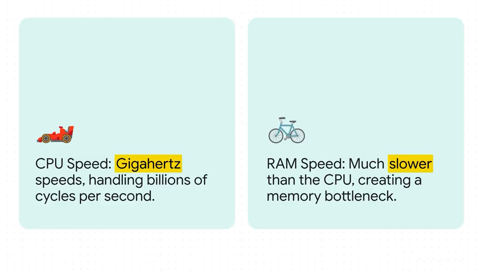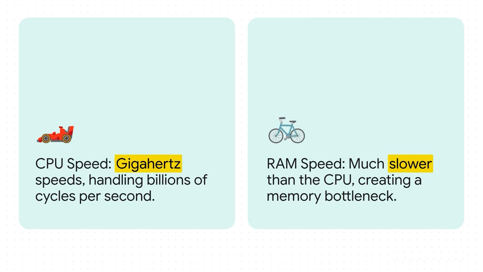The problem, in one word, is speed. A massive speed difference. Your CPU is tearing along at gigahertz speeds. That's billions of cycles per second. But your RAM, it's just so much slower. A CPU waiting on RAM to deliver data is like a Formula One race car having to wait for a person on a bicycle to bring it fuel.